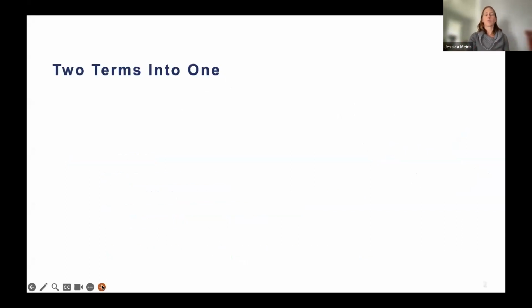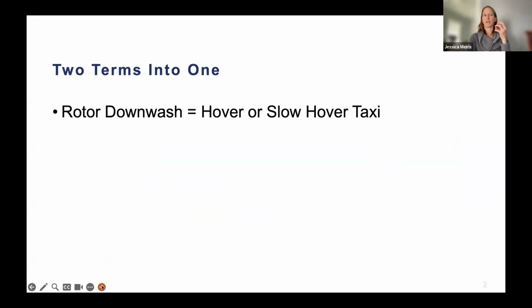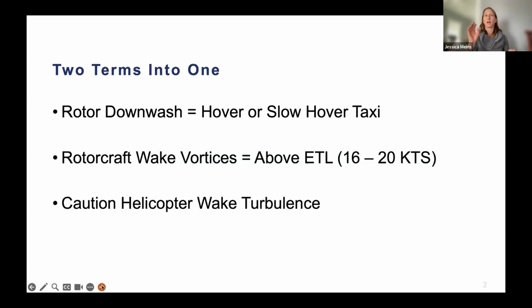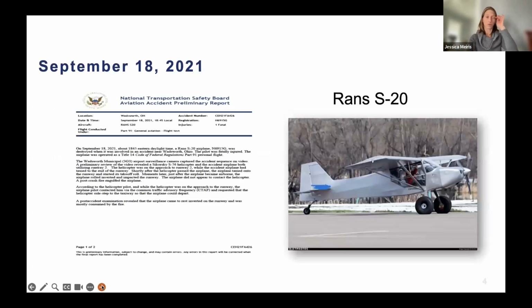When we think of helicopter wake turbulence, it's really two terms that we're combining into one. The first is rotor downwash, which we think of in a hover or a slow hover taxi. And then the wake vortices generated by a helicopter in forward flight or above effective translational lift, so more than 16 to 20 knots. There are trailing vortices that are very similar to the wingtip vortices of fixed wing aircraft. We combine those two terms into helicopter wake turbulence: the combination of rotor downwash and the trailing wingtip vortices generated by a helicopter in forward flight.